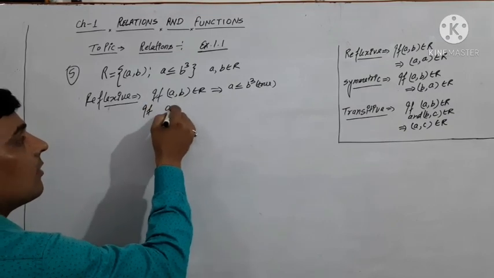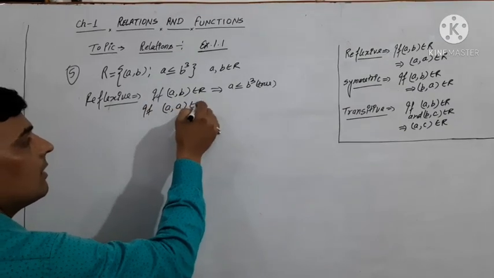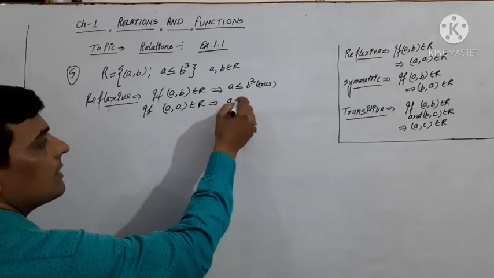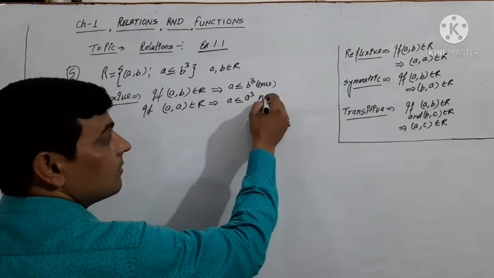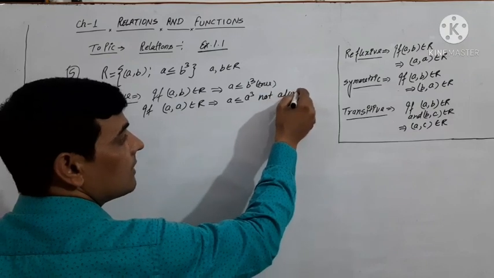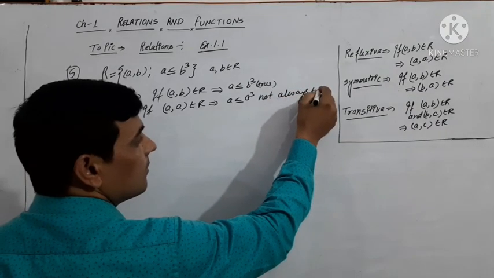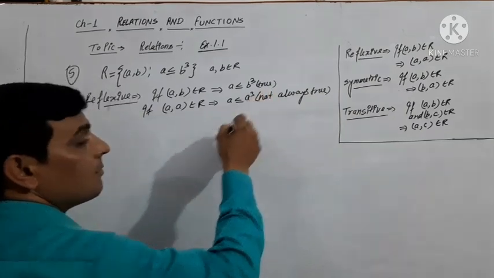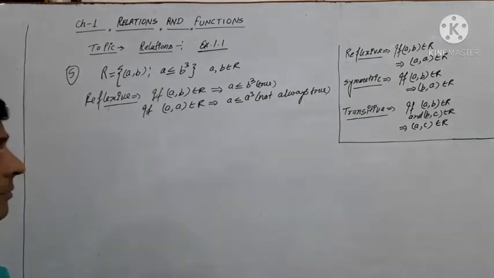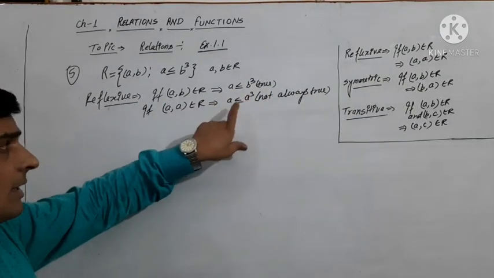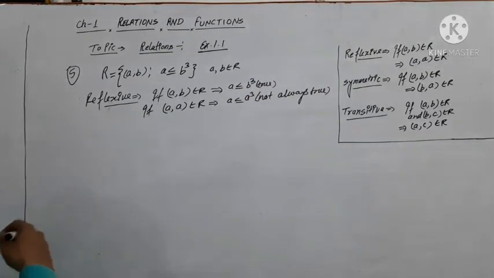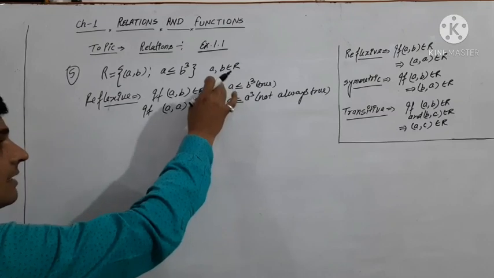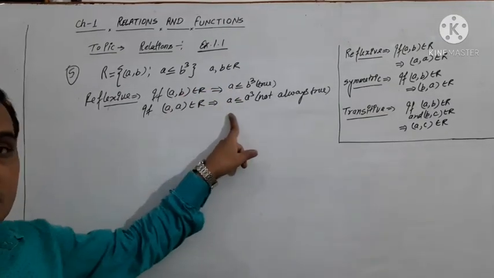If (a, a) belongs to R, then a less than or equal to a cube will not always be true. Not always true. Now we are taking an example. Can you take an example for which the first condition is true and this is not true? Yes, we can take so many examples for which the first condition is valid and the second condition is not valid.